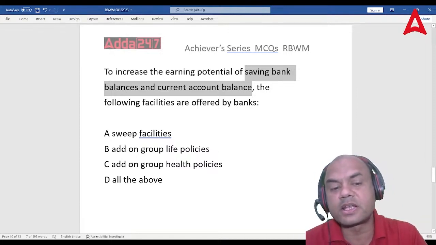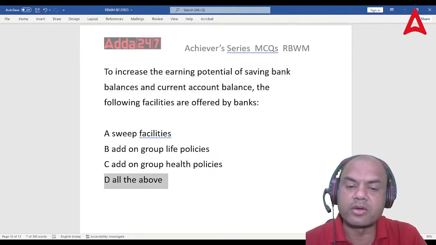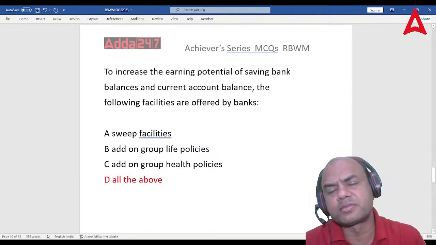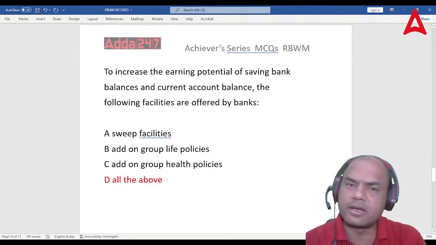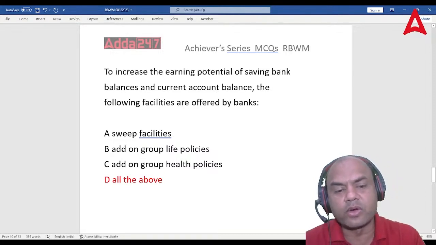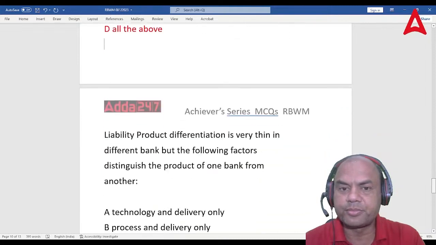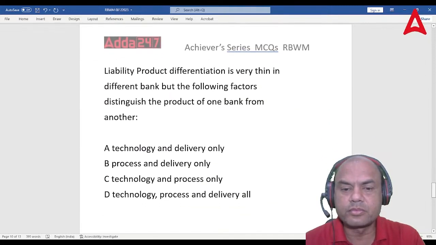So which facilities are available? Sweep, add-on life, add-on group health, and all of those. So answer is correct. All of the above. Everything is allowed. What is sweep? I'll cover that later. We are having a separate topic on that. Okay. This you already know. Add on group life policies, add on group health policies.